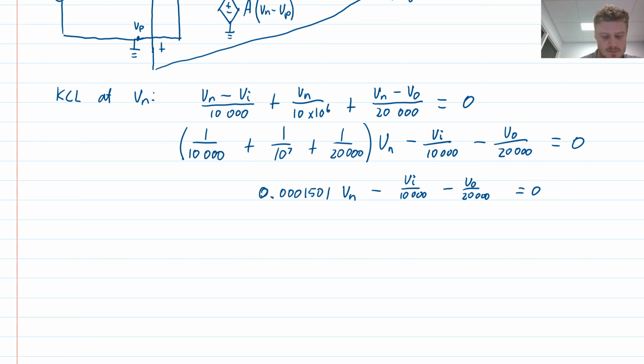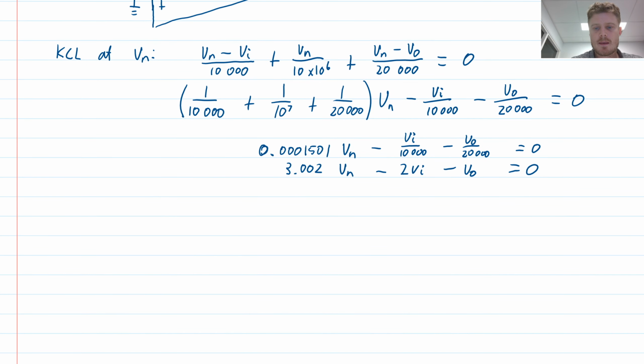So if I just take that previous result, multiply by 20,000, I'm going to get 3.002 Vn minus 2 Vi minus V0 is equal to 0. So therefore Vn is 2Vi plus V0 divided by 3.002. All right, and we'll call that equation number 1.